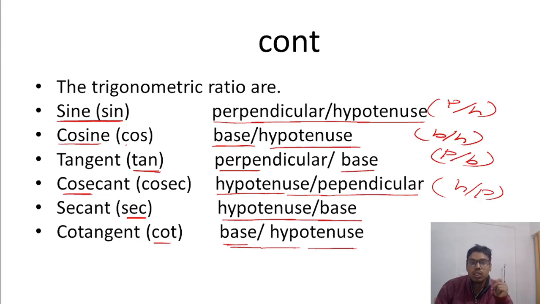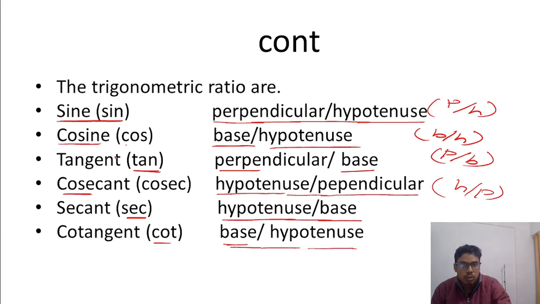You get confused, so you have to remember only three of these, then take the opposite for the rest. Sine is perpendicular to the hypotenuse. Cosine is base upon hypotenuse. Sine perpendicular, cosine base. Tangent is perpendicular upon base.